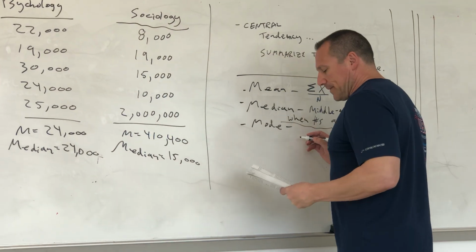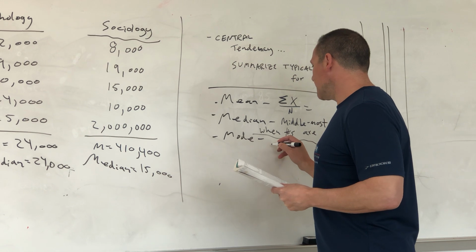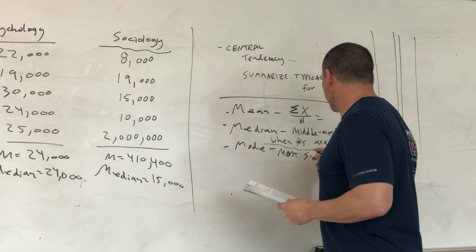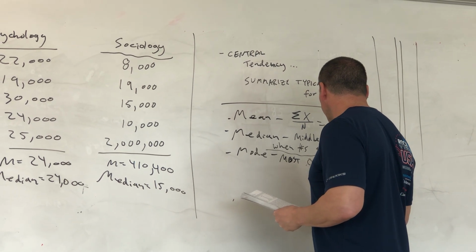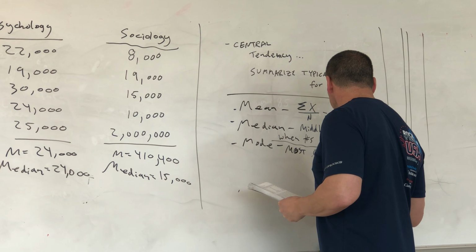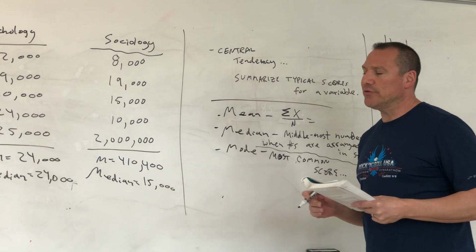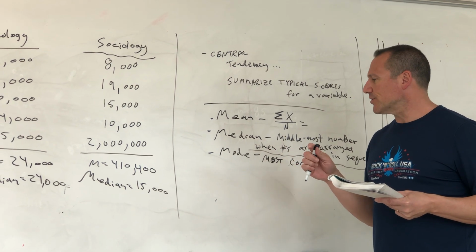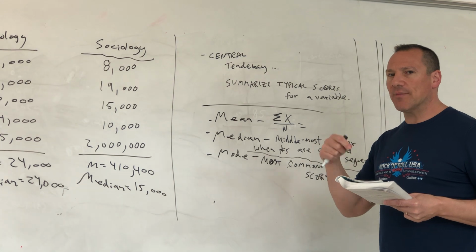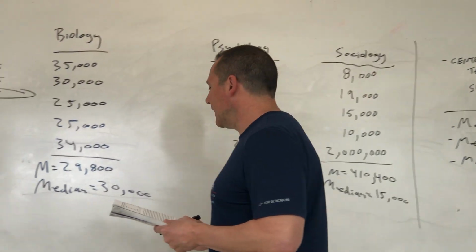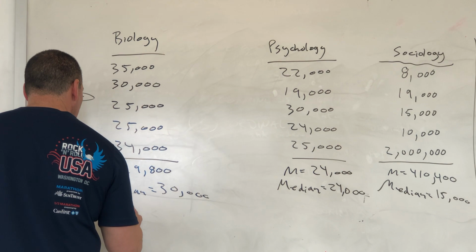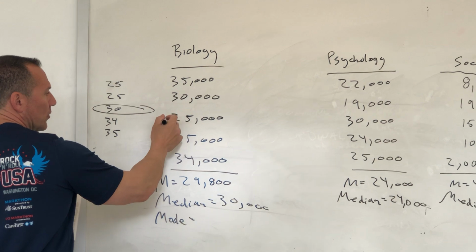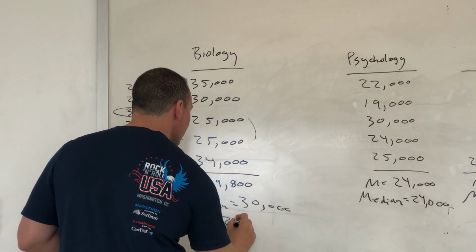Finally, we have the mode. And the mode is defined as the most common score. I will tell you that we use the word mode in a more flexible sense later in the semester, as you'll see, but for now we can think of it as the most common score in a sample of data. So what is the most common score for biology? There's one score that happens twice, that's 25,000, so that is the mode.